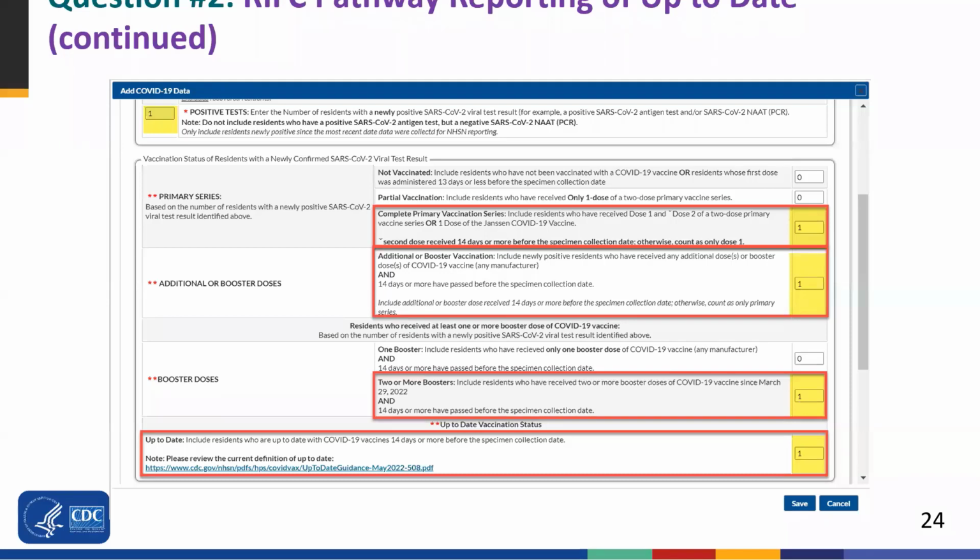And then as far as the subset, asking if it was one booster or two or more boosters, we've included them in the two or more booster category, since they did receive that original booster dose and then the bivalent. So they have gotten two or more boosters. And because they have gotten that updated bivalent booster dose, then they are also counted in the up-to-date category. So this is what it would look like for that specific example, especially if you only had that one positive test for the week.